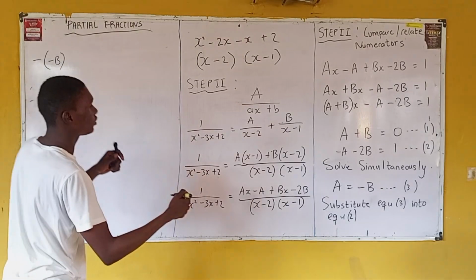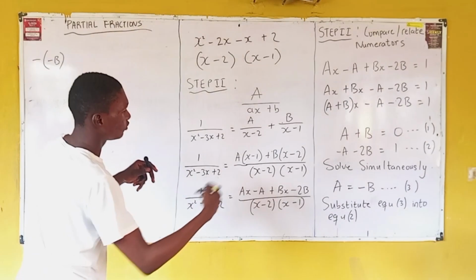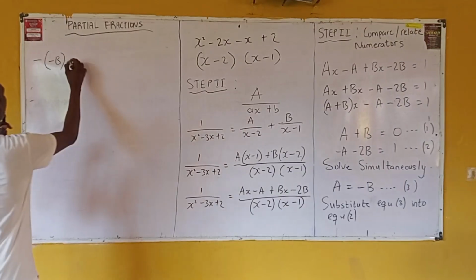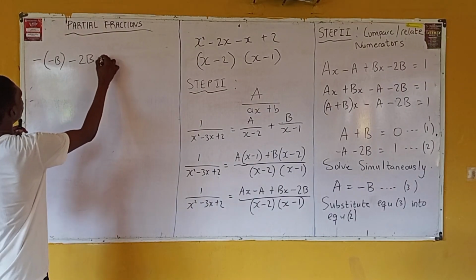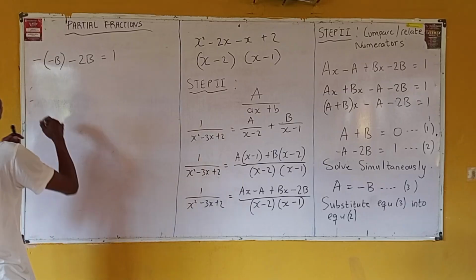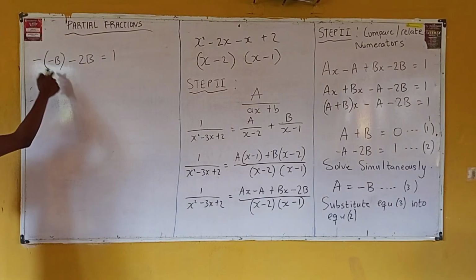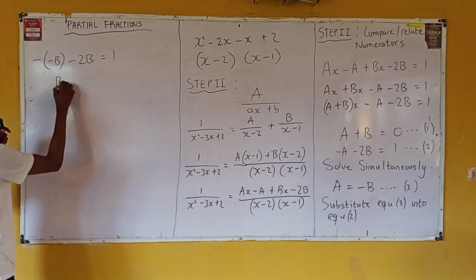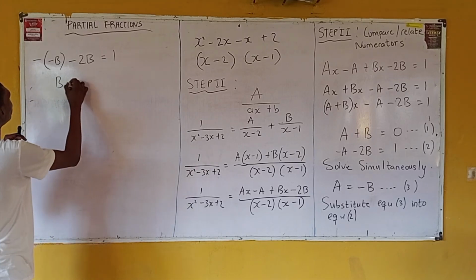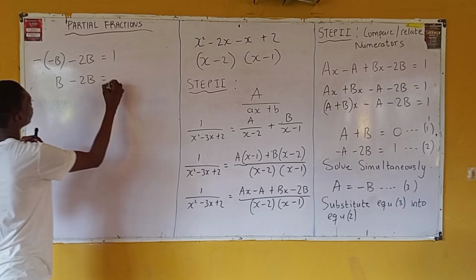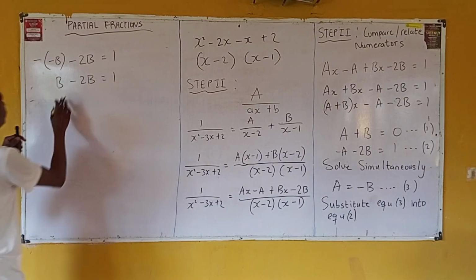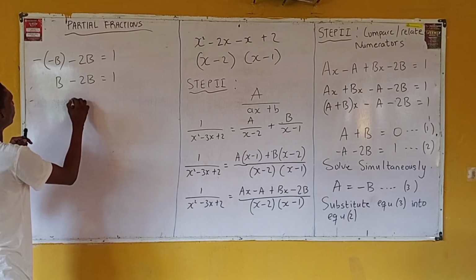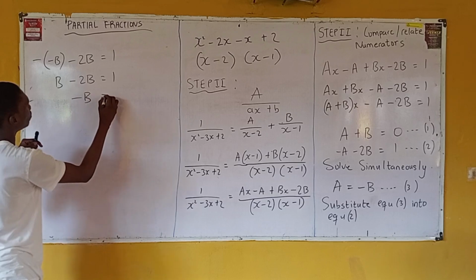Our a is minus b, okay? So minus open bracket minus b, minus 2b will be equals to 1. So now we can simply say minus multiplied by minus b is plus b. b minus 2b will be equals to 1. So we know that b minus 2b will give us minus b will be equals to 1.